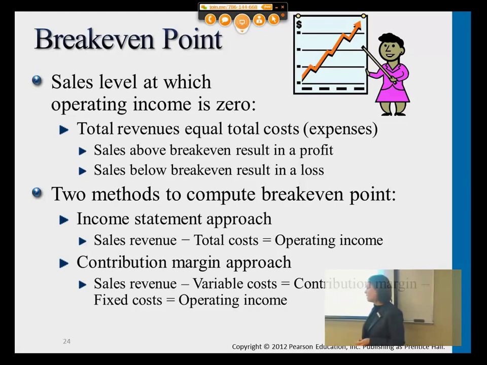That's it. Now the contribution margin approach requires a little bit more of a calculation, but it's not that difficult. I'm going to see my operating income is sales revenue minus variable cost, but there is also this contribution margin and fixed cost. Okay, so let's look at each one of them.